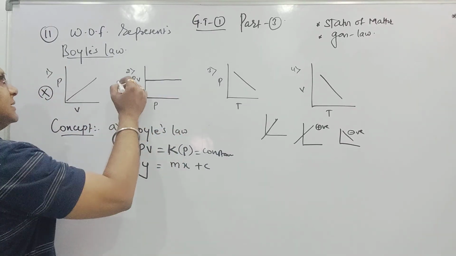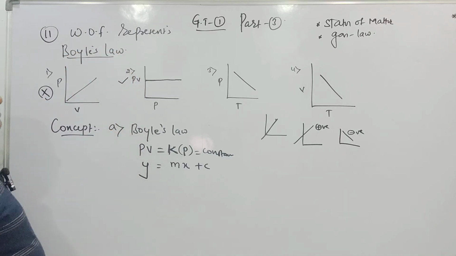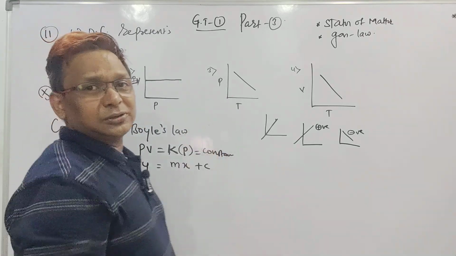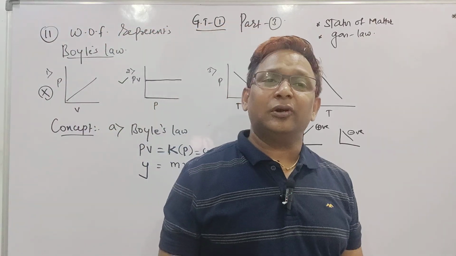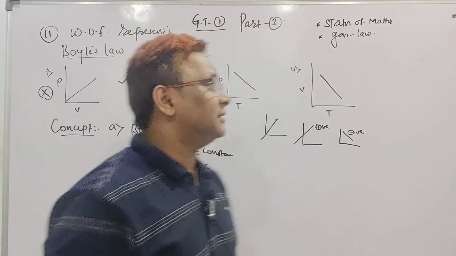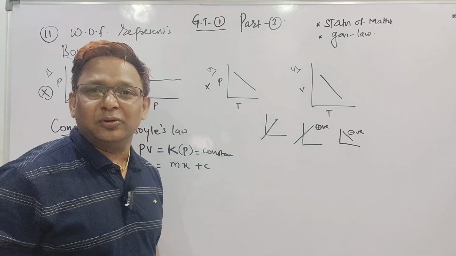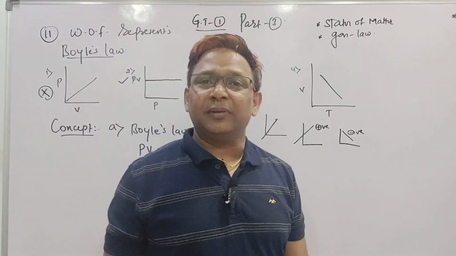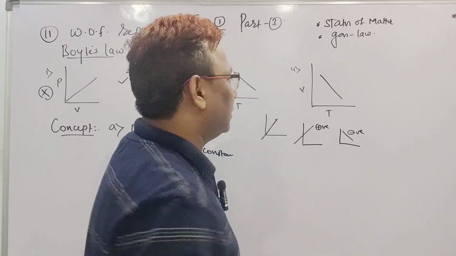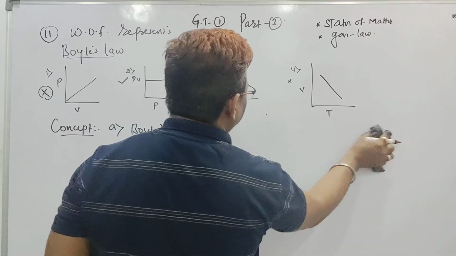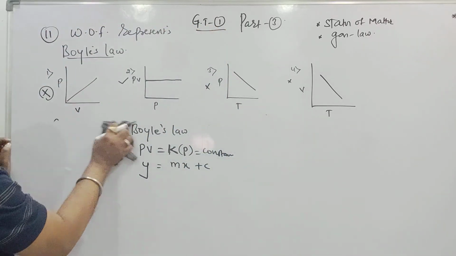That means we can say this is a correct graph for Boyle's law. But P and T, pressure and temperature, is not in Boyle's law. Boyle's law means pressure and volume. So obviously this is not the graph. And volume and temperature, you know, volume is directly proportional to temperature. It will come under Charles law. So this is not the graph for Boyle's law. Based on these concepts we are able to solve this kind of question.